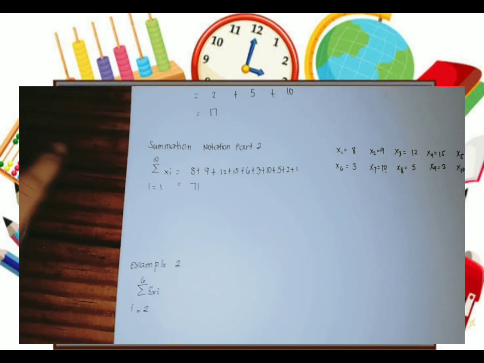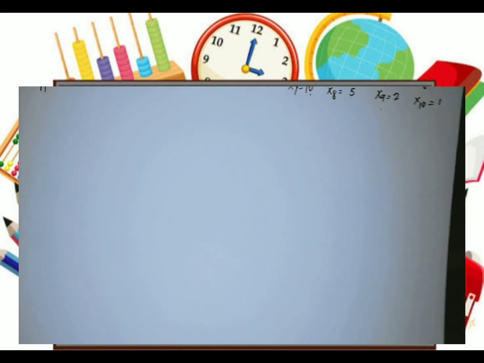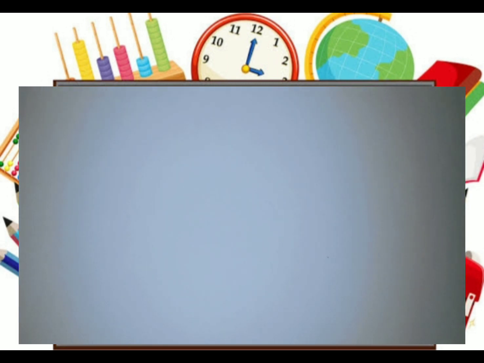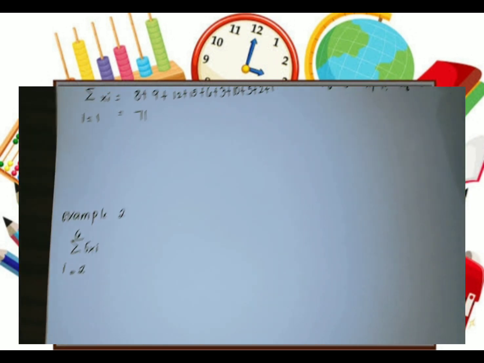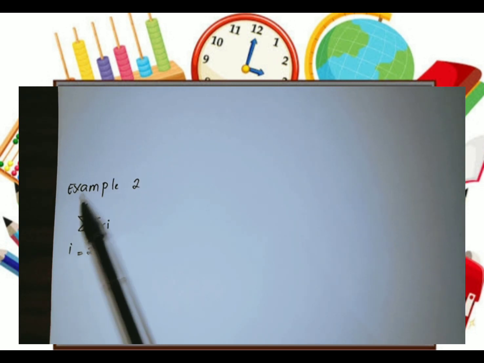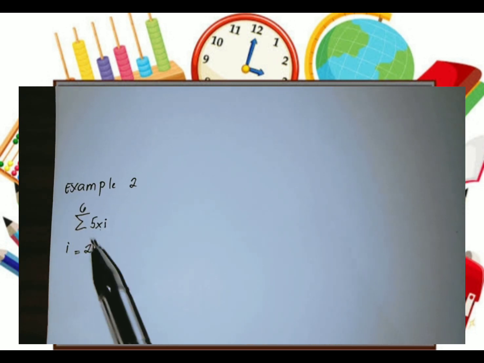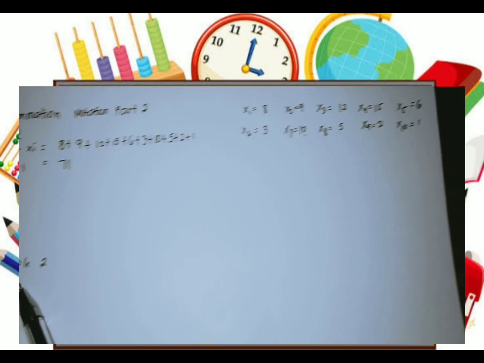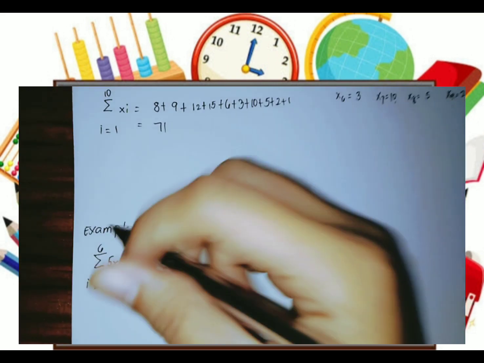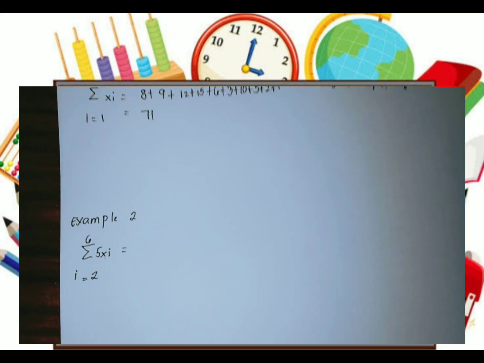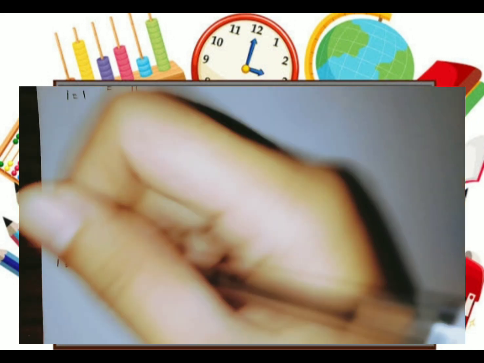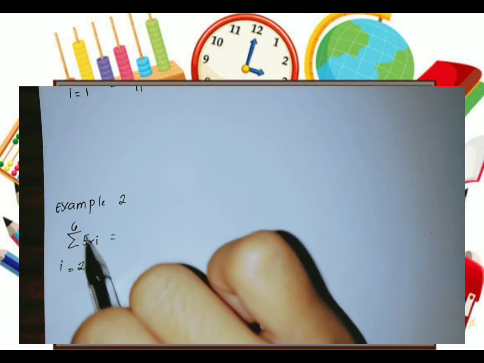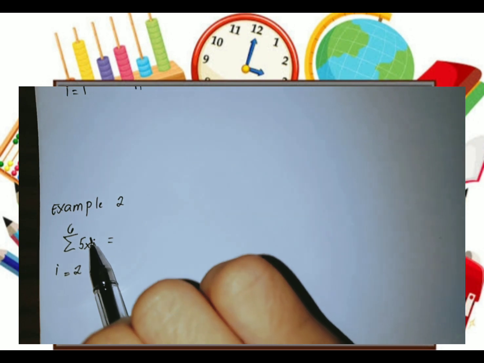Okay? Now we will move on to our example number 2. Okay, so the upper limit that we are going to use is 6, and our lower limit is 2. Okay, and these x's we are going to use again in our example number 2. Okay, so we are going to use this formula. We are going to follow this, okay, for us to be guided.